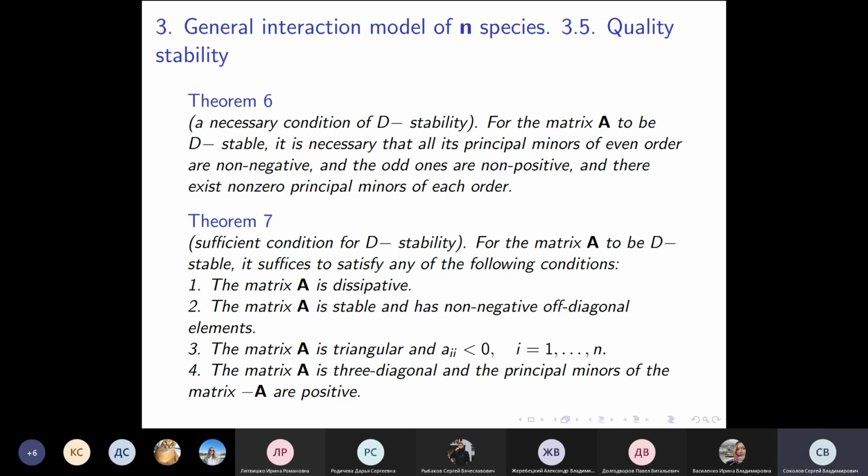So just the theoretical results. Sometimes we can use it for real matrices. We'll see an example. So if any of these conditions is fulfilled, it ensures that our community is d-stable, so it's very, very stable.